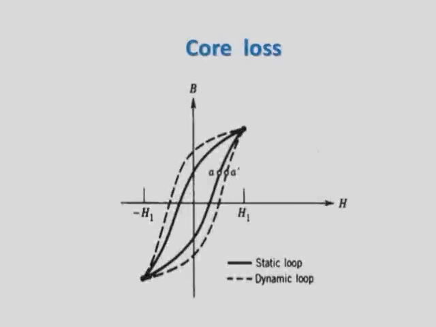Next is about the core loss, which is the combination of the hysteresis loss and the eddy current loss. According to this graph, the static loop occurs when the current is varied slowly. The eddy current loss can be negligibly small. The dynamic loop happens when the current changes rapidly, which makes the loop become broader because of a large number of eddy currents in the core.